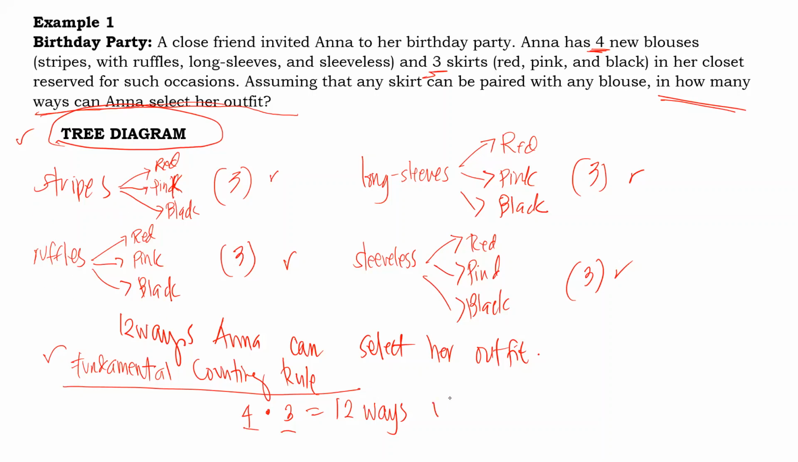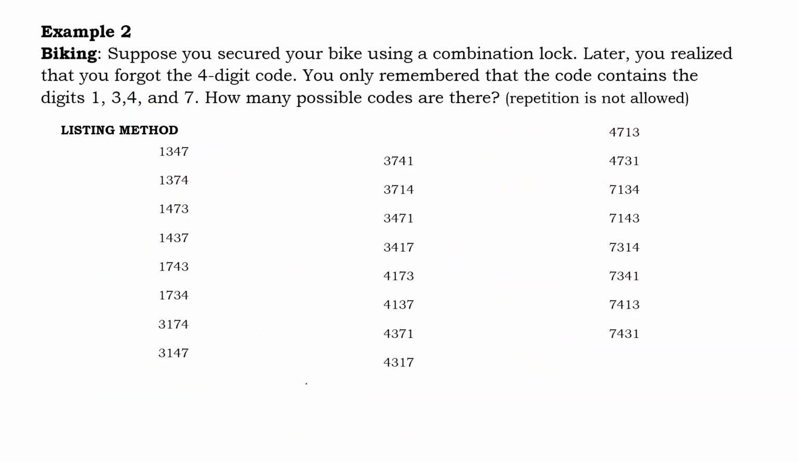Here, we already solved this using the tree diagram. This is using the fundamental counting rule, and the one above is the tree diagram. You just count the number of one object times the number of the other object. So, all in all, we have 12 ways. Okay, another example.